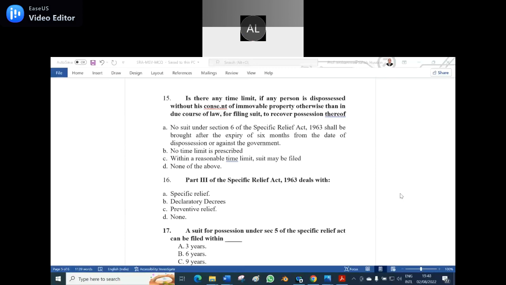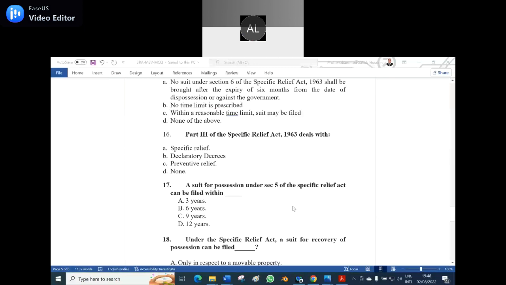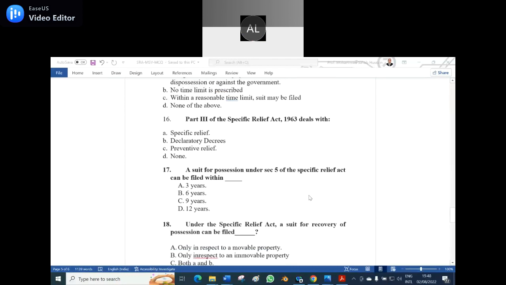16th question. It deals with option C, preventive relief. Option D, none. Preventive relief is regarding Part 3 of the Specific Relief Act. Option C is the correct answer.